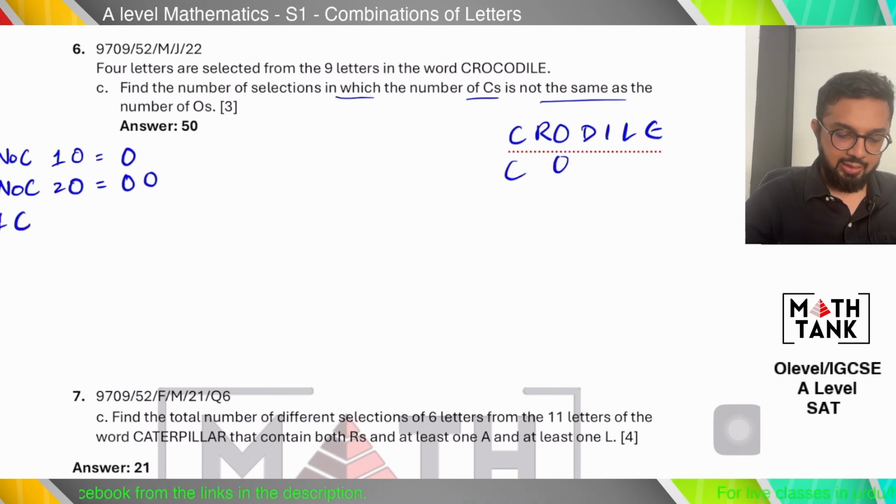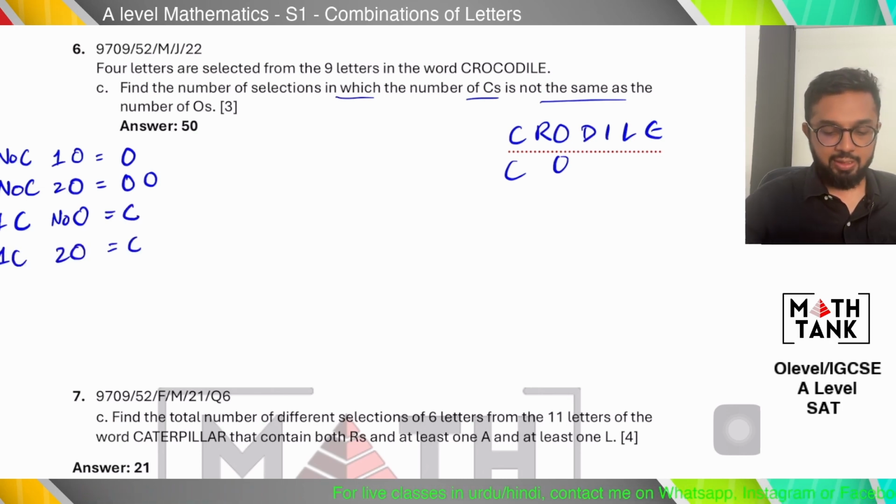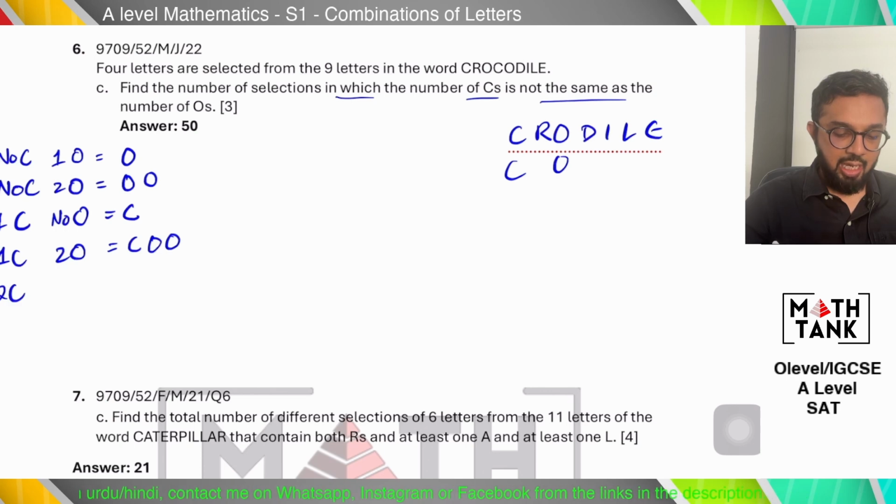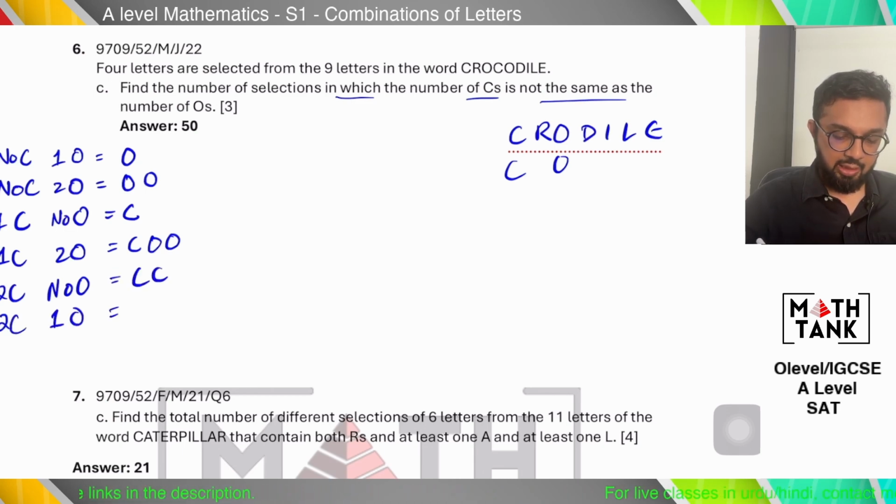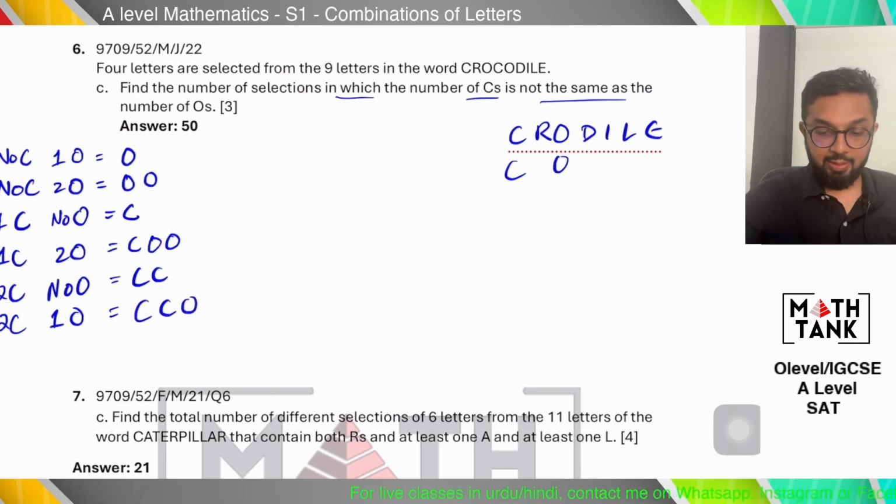Let's say 1 C and then no O. So 1 C and 2 O's, because I can't say 1 C and 1 O, as that makes the number of C's and the number of O's equal. And then 2 C's and no O, and then 2 C's and one O. CC and CCO.